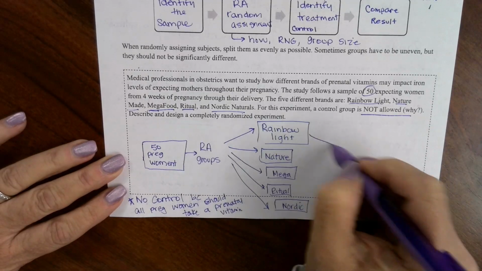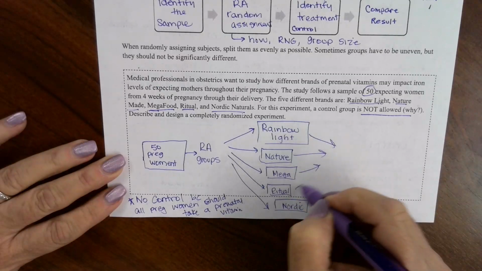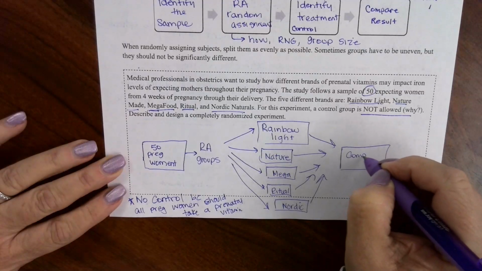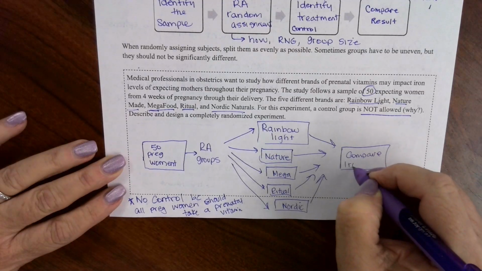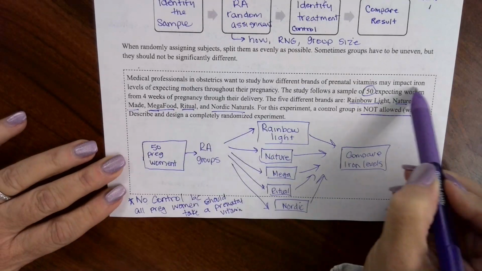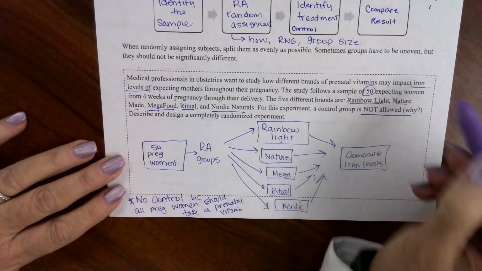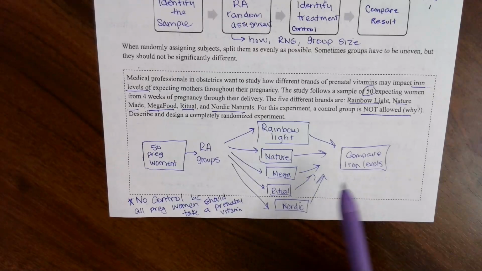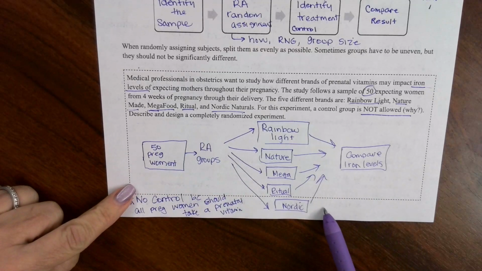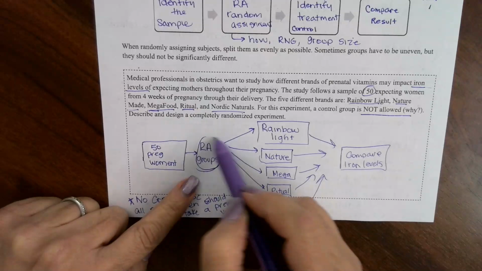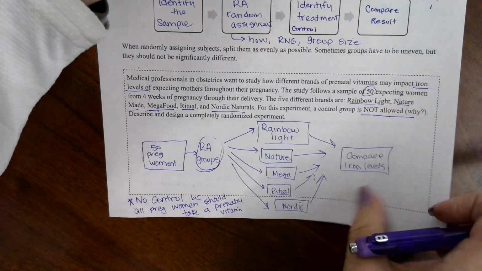Okay, now what are we going to do? Our last step here is we're going to take all the data and we are going to compare iron levels. And that's really what we're looking for, right? Set up here, we want to study the impact on iron levels. So our compare results are compare the iron levels. So this is what my experimental design would look like, but we're missing this random assignment piece. And that is what's on the next page here.